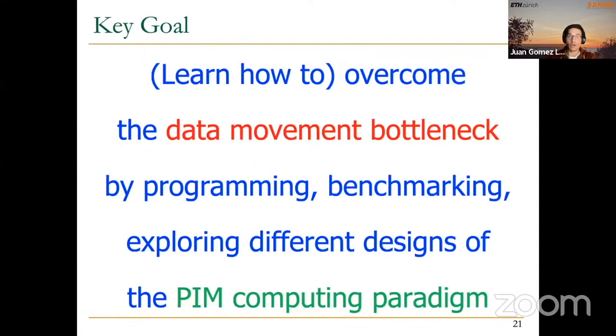So, summarizing, the key goal of this course is to learn how to overcome the data movement bottleneck by programming, benchmarking, and exploring different designs of the processing in memory computing paradigm.